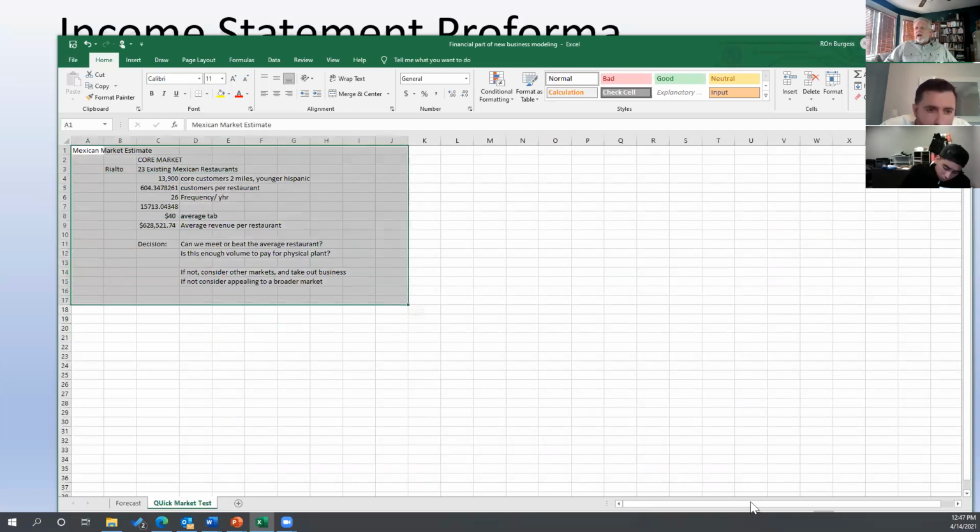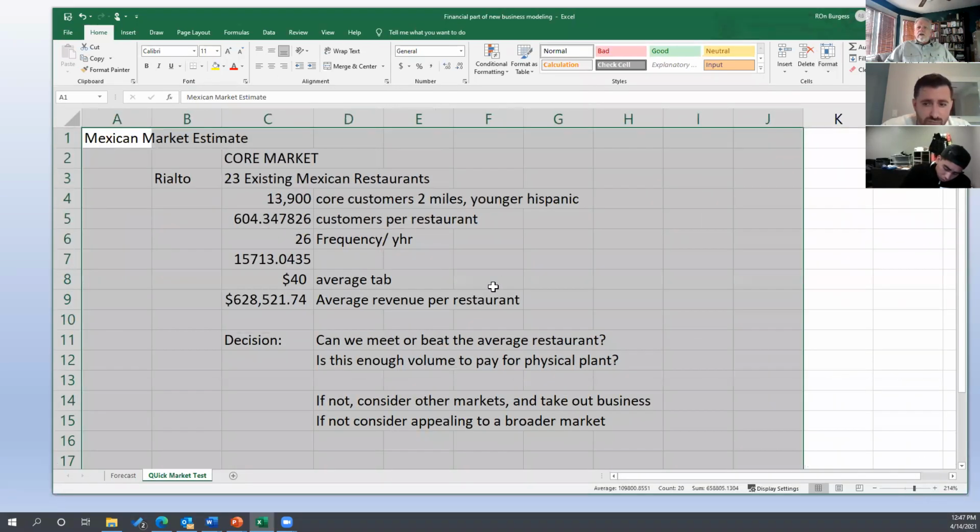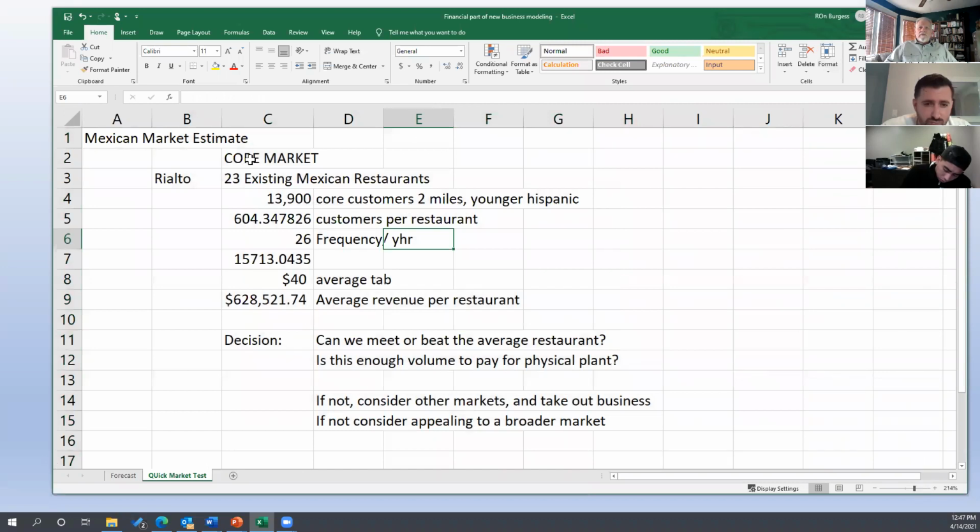In this particular case, and I'll show you how I got to these numbers, I took a look at Rialto just because that's kind of where we're at. I think one of his restaurants is in Rialto? The most successful one. Okay, good. That's interesting. We'll have to have a conversation with him about this.